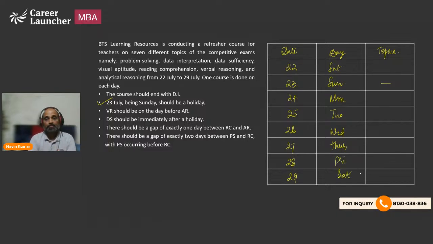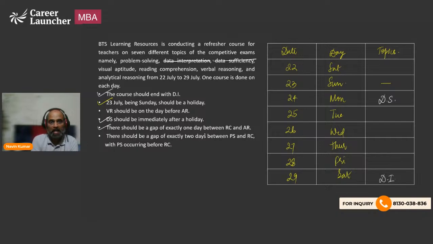Now, we have to fill in the topics here. Okay, let's start. The first bullet point says the course should end with DI, so that is data interpretation. So we are done with data interpretation. Okay, VR should be on the day before AR, so don't know where to put. We'll skip the statement. DS should be immediately followed after a holiday. So data sufficiency we have. So DS follows on Monday, that means.